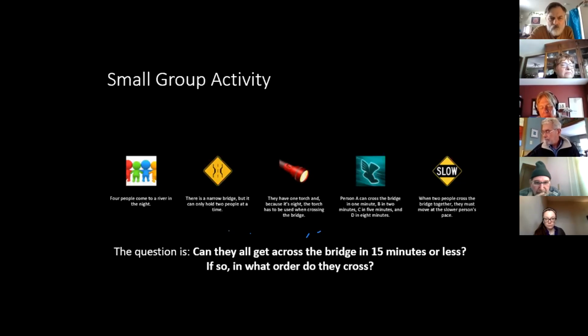4 people come to a river in the middle of the night. There's a narrow bridge, but it can only hold 2 people at a time. They have 1 torch, and because it's night, the torch has to be used when crossing the bridge. Person A can cross the bridge in 1 minute, B in 2 minutes, C in 5 minutes, and D in 8 minutes. When 2 people cross the bridge together, they must move at the slower person's pace.